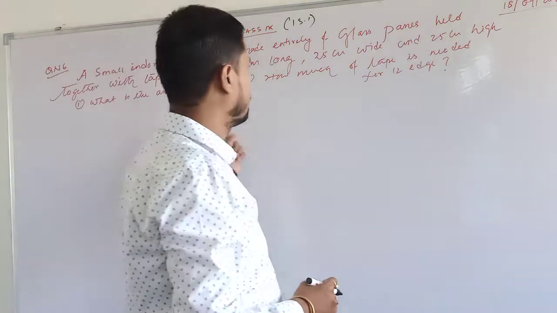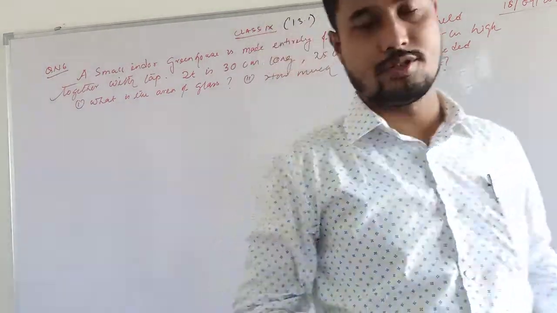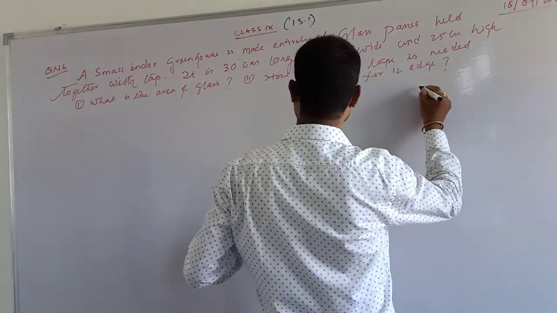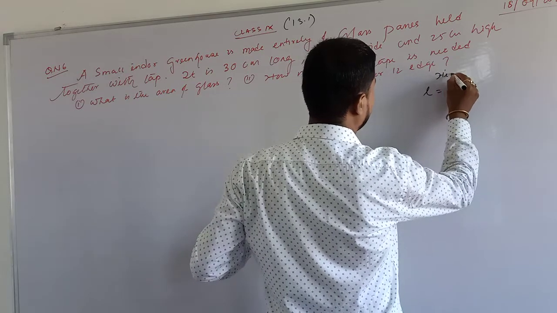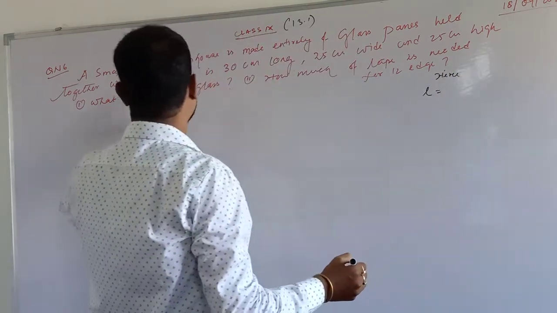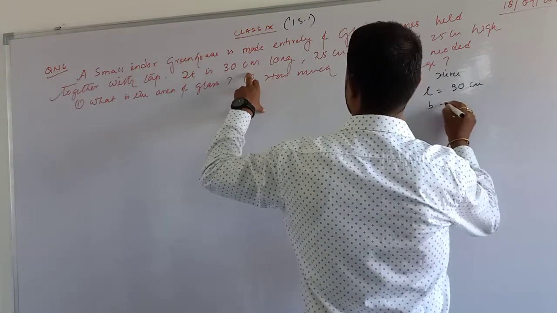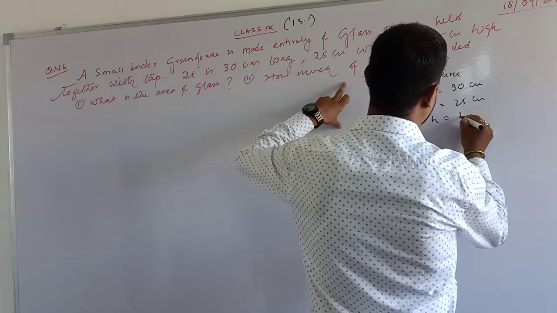Question number 2: how much tape is needed for all 12 edges? That is question number 6. Length is given here, length is 30 cm. Breadth is 25 cm. Height is 25 cm.